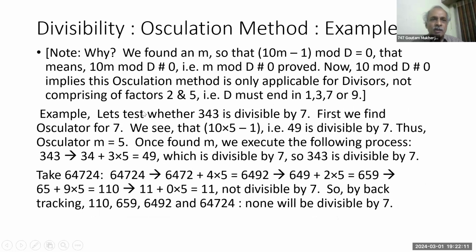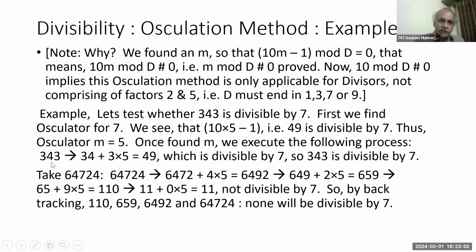Now we come to the procedure. Let us test whether 343 is divisible by 7. First, we find the oscillator for 7. This is the first task. In the case of 7, 7 is multiplied by 7, so that it becomes something ending in 9. See, 7 into 7 is 49, and 49 is 10 into 5 minus 1. Therefore, this 5 will be the oscillator. Not 7, not 4. Thus, the oscillator is 5.